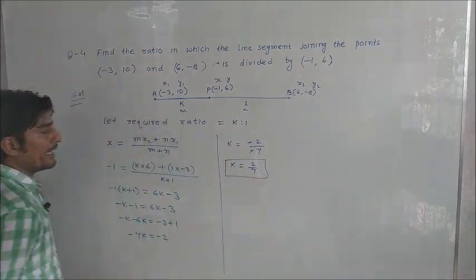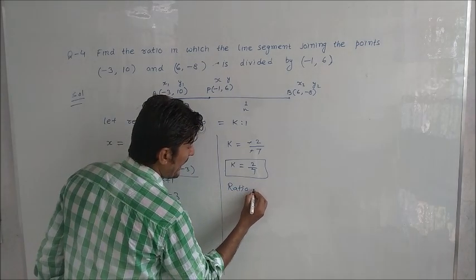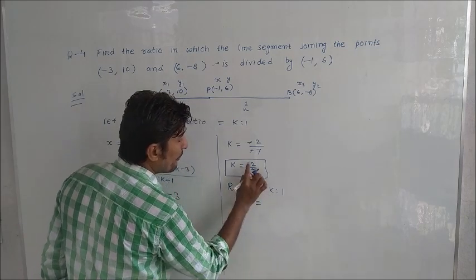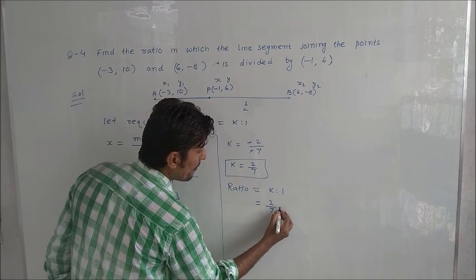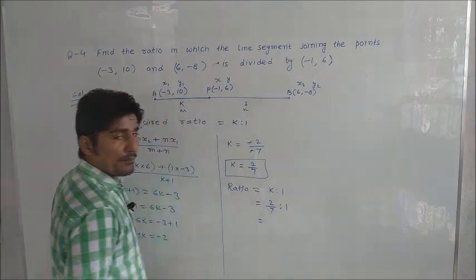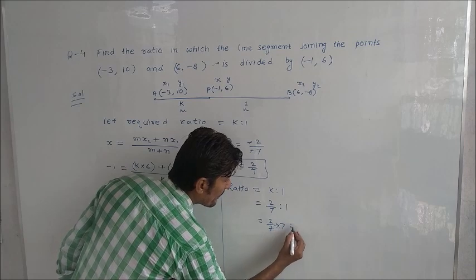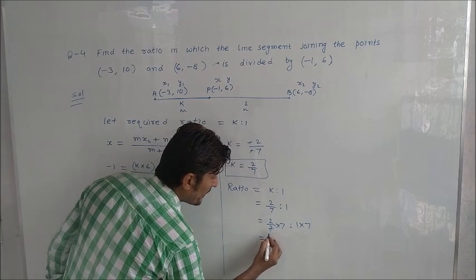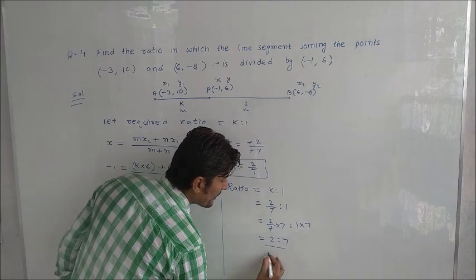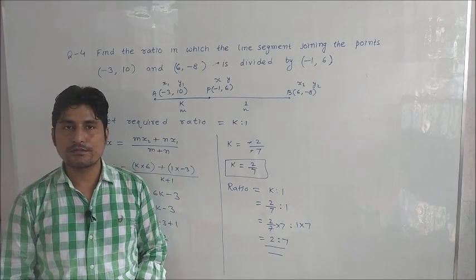After getting the value of k, now we can write the ratio. As we know, the ratio is equal to k is to 1. So we can write here k is to 1. The value of k we have is 2 upon 7. So we can write here 2 upon 7 ratio 1. Now after that we can multiply both the terms by 7. 2 upon 7 multiplied by 7, 1 into 7 also. Now here 7 cancels, so we will have 2 ratio 7. So the required ratio is 2 is to 7. This is the final solution of this question.